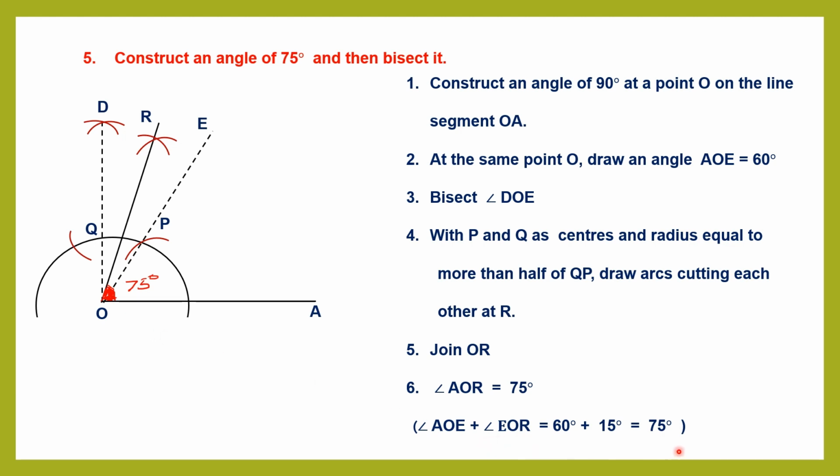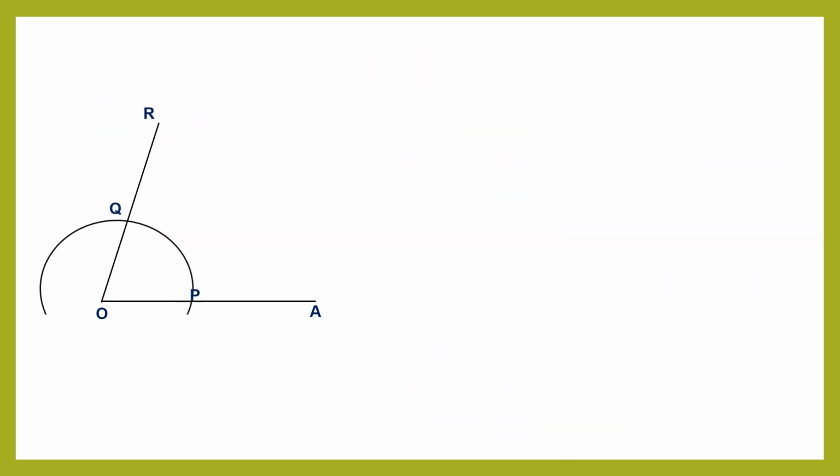So you should know how we got 75 degrees: 60 plus 15 will give us 75 degrees. Now we are going to bisect AOR. So we've kept only the 75 degrees here. We've removed the other things that are not needed. So we have to bisect this 75 degrees, that means divide this into two equal halves. It will come somewhere here. So you should have an idea where it will come so you'll know where to draw your arcs.